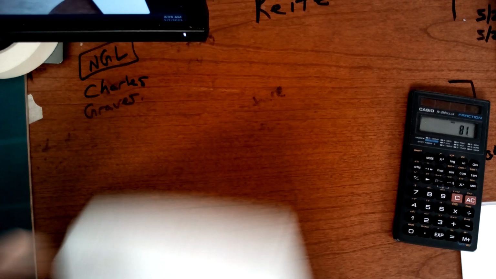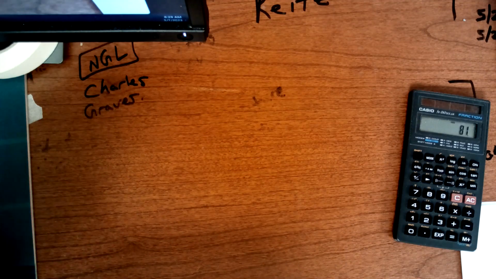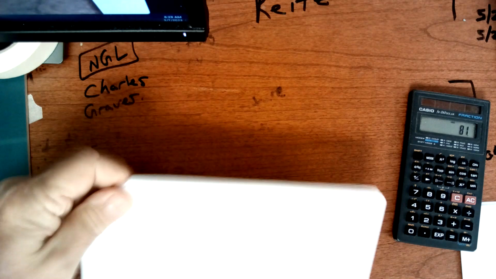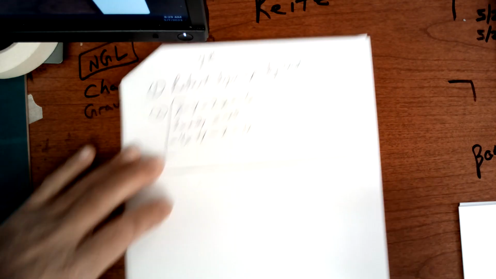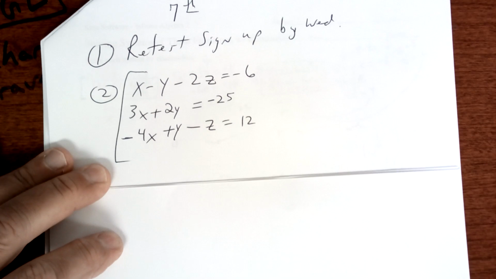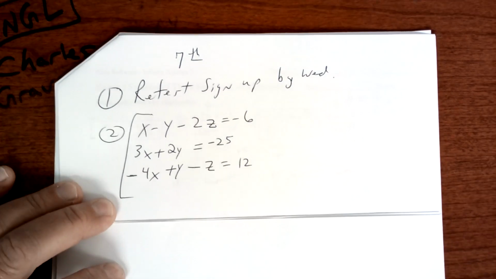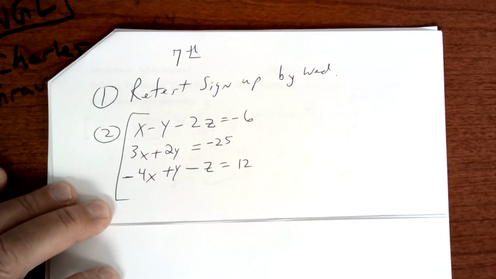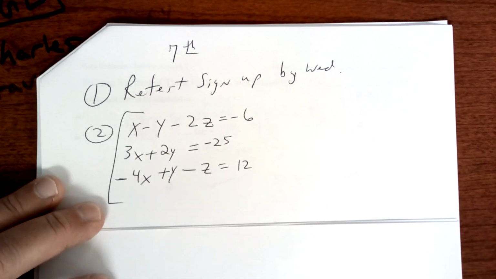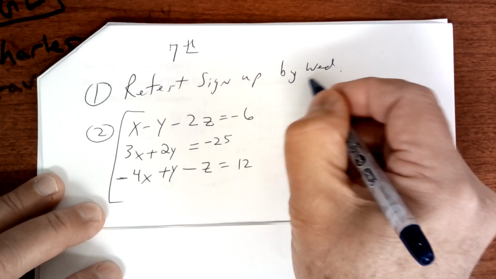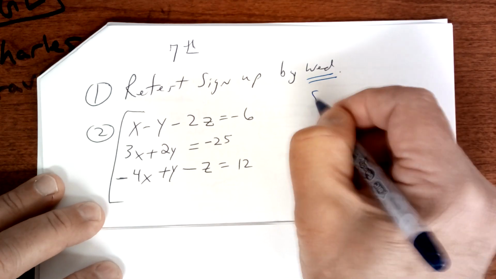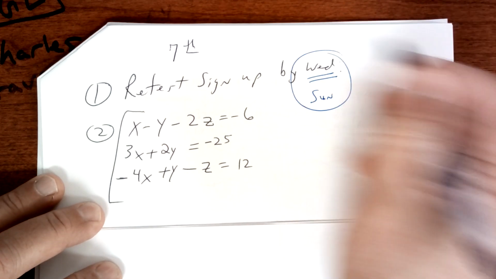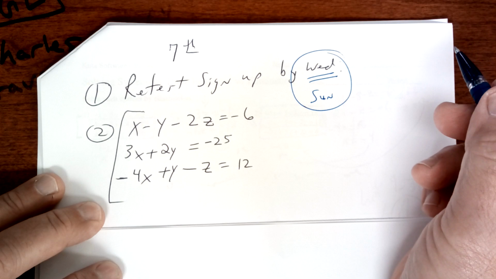And now we're going to turn our attention to 7th period. Let's talk about 7th period. First of all, you have retest sign up, number 1. Number 2, you can test from Friday to Sunday. Remember, you must sign up by Wednesday, and you must test by Sunday night. If you fail to do this, it will be too late, so don't put it off.